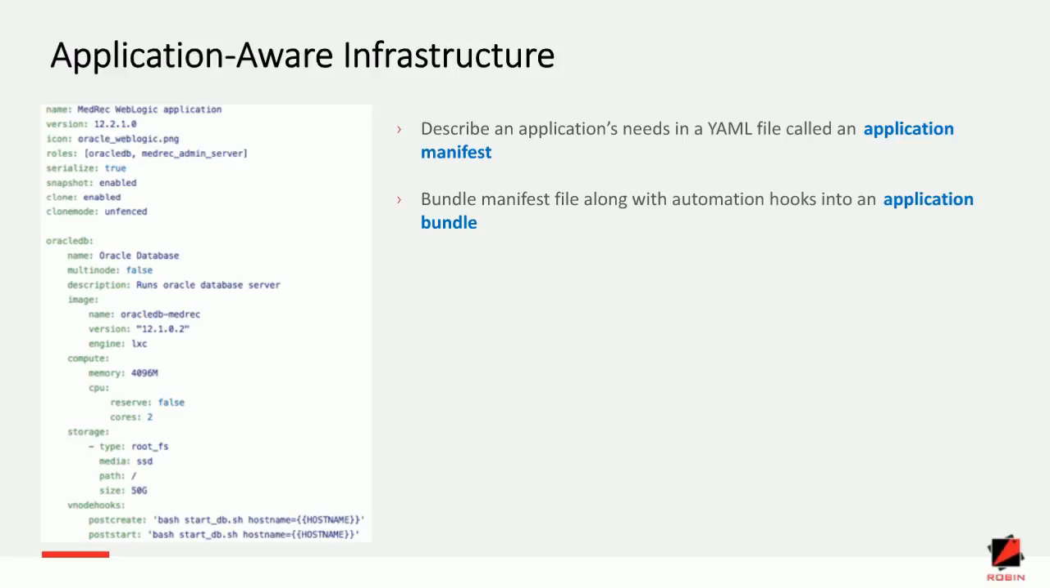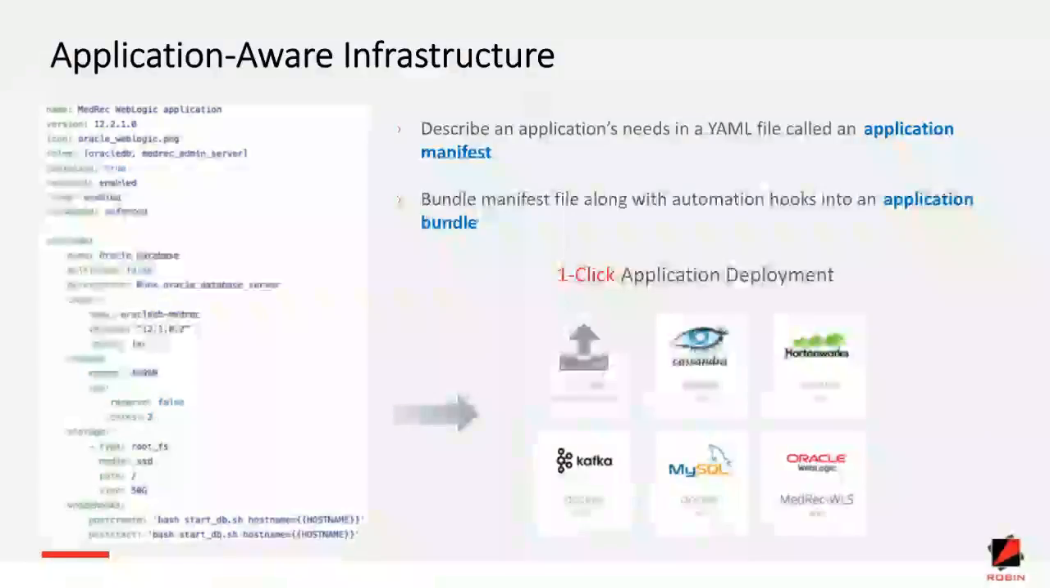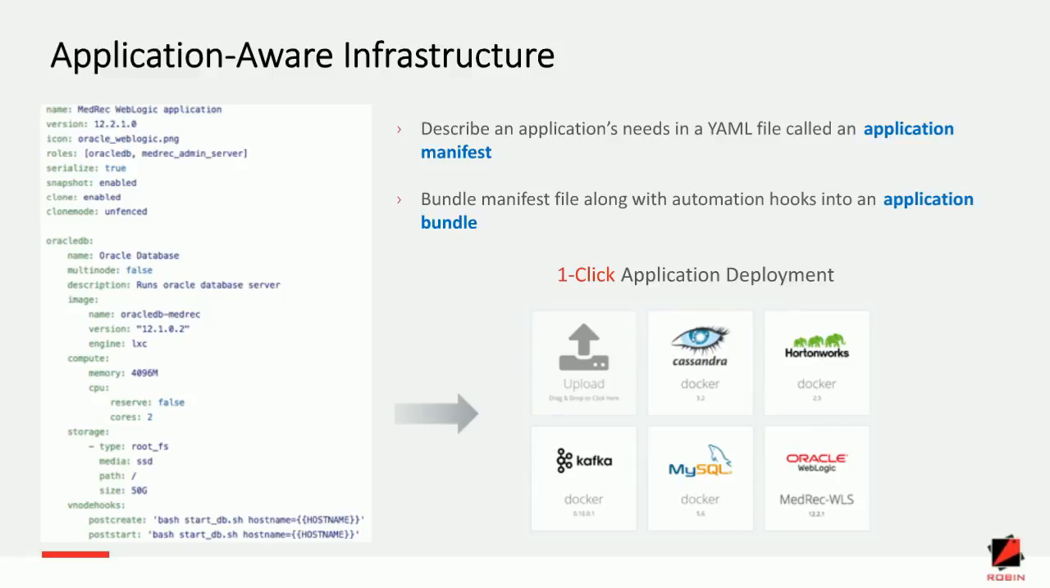Once you define these manifests, you can do multiple of these. You simply import them into Robin, and you can now visit our application catalog and see the various applications that we support. Out of the box, we support a lot of the popular applications, whether they are Hadoop systems, NoSQL, or your enterprise applications. And I'll show you a demo of one of these applications in today's webinar.